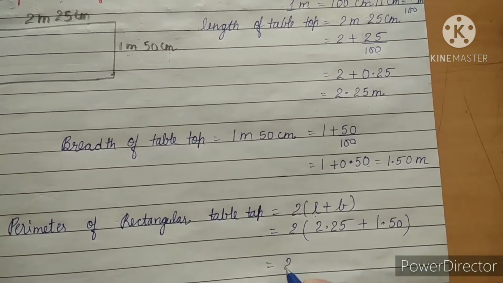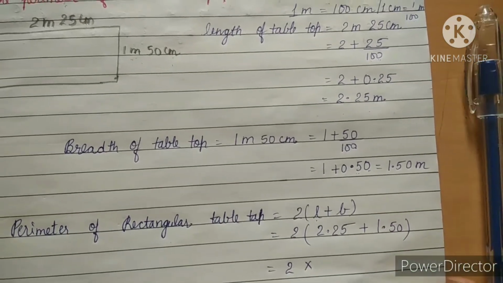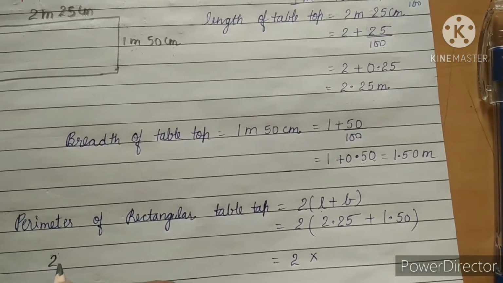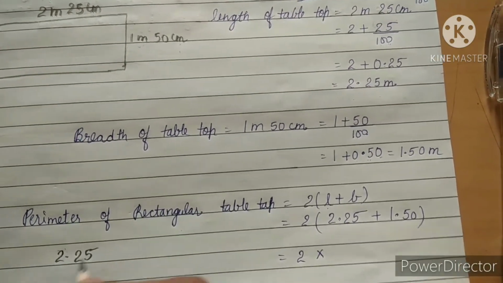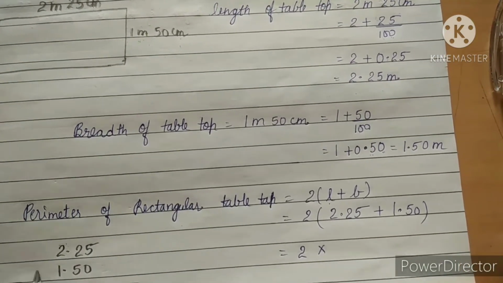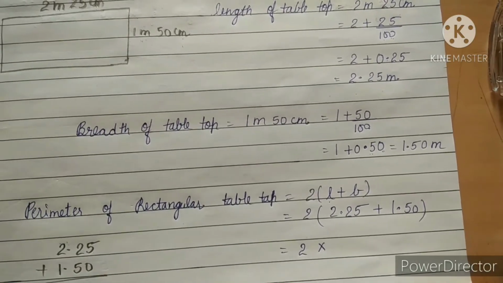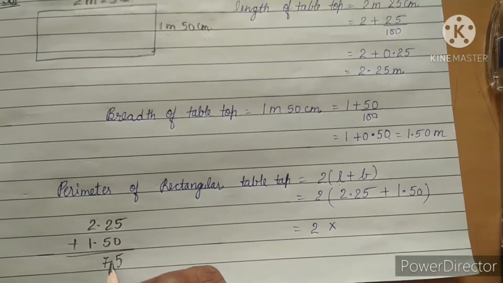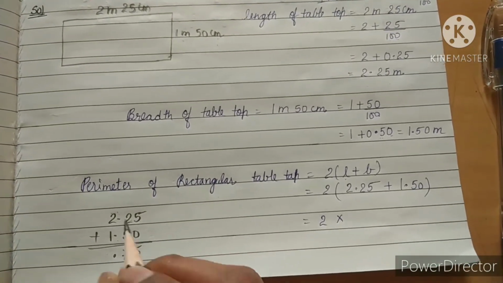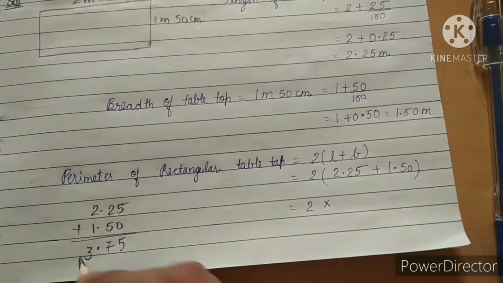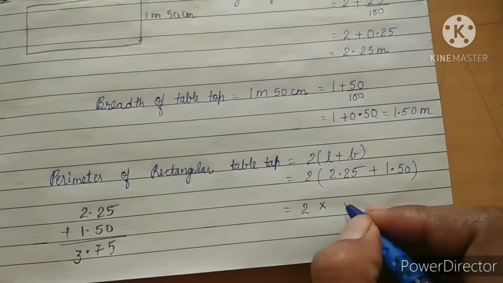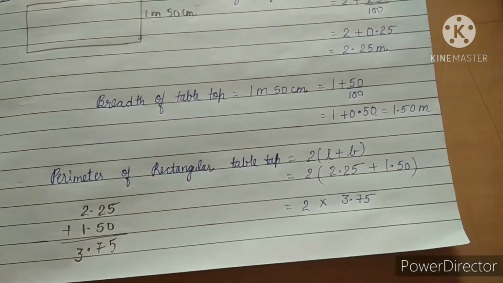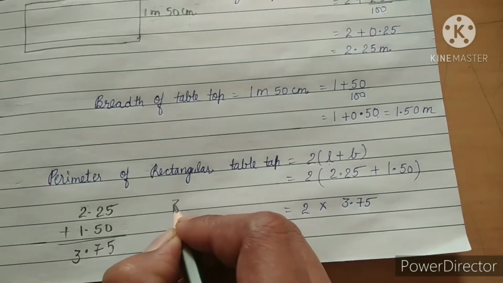So 2 into, you can simply see when we add 2.25 and 1.50 to each other: 5 plus 0 is 5, 5 plus 2 is 7, decimal in the same line, 2 plus 1 is 3. So after adding them we got 3.75. This 3.75 will be multiplied by 2.